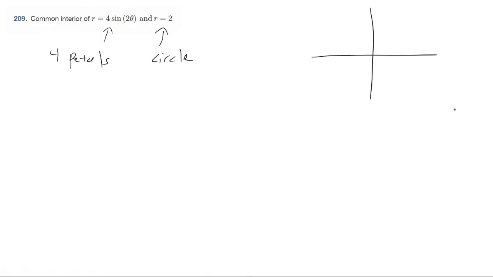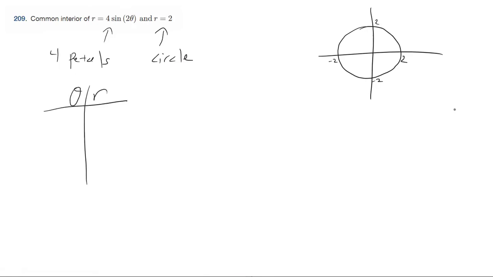Okay, so let's do the circle of radius 2 first. That's easy. Something like this. 2, minus 2. And then for the petal one, if you don't remember, we can always just do a table of values. When theta is 0, we get 0 for r. When theta is pi over 4, we get r is 4 actually. When theta is pi over 2, we get r is 0. Okay, so this is actually one petal right here.